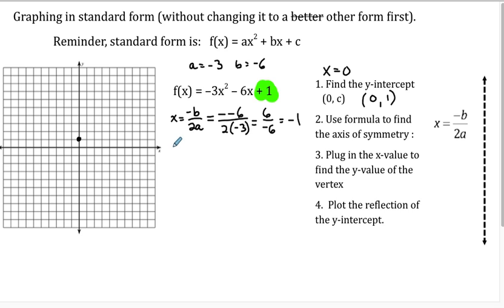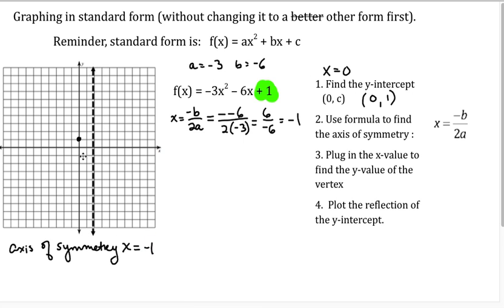So my axis of symmetry is along the vertical line x equals negative 1. If we were to graph that, we would just take this vertical line and put it right along where x is equal to negative 1. Could even label that there. That's my negative 1 value there. Okay.